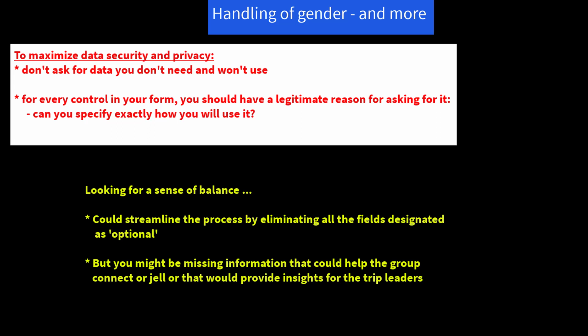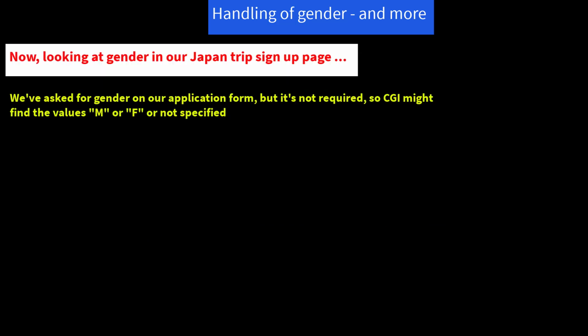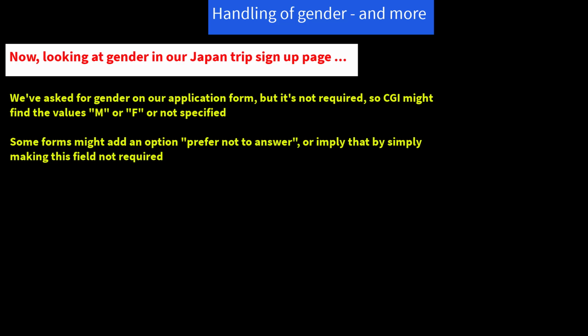So you see, for example, you could streamline the process by eliminating all the fields designated as optional, but you might be missing information that could help the group connect or gel, or that would provide insights for the trip leader. Now, so far we've asked for gender on our application form, but we've not made it required. So the CGI might find the value as M or F or not specified. Some forms might add an option prefer not to answer, or imply that by simply making this field not required.